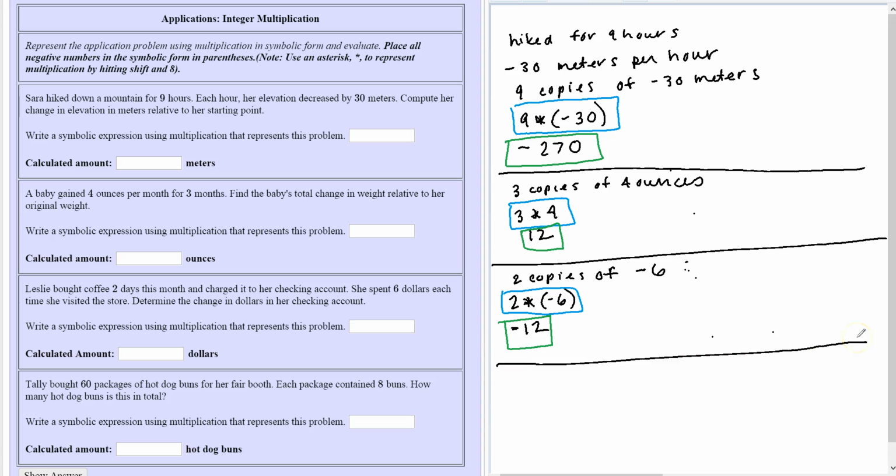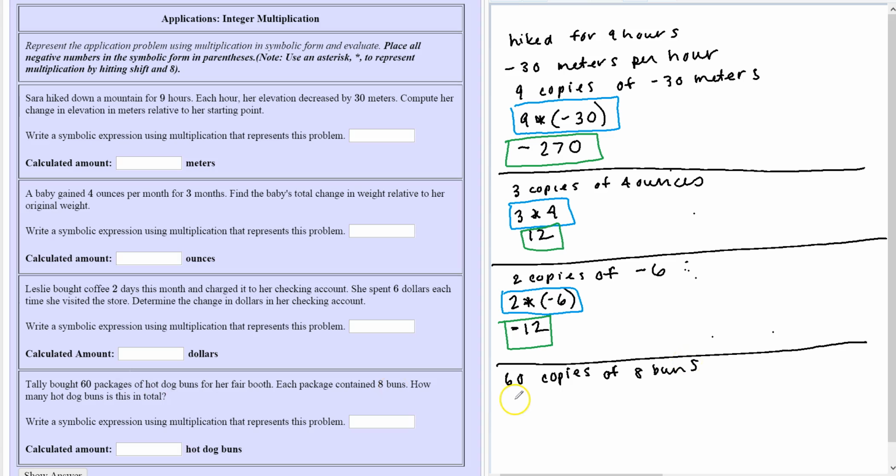Let's look at the last one. Tally bought 60 packages of hot dog buns for her fair booth. Each package contained 8 buns. How many hot dog buns is this in total? Okay, so let's think of copies of. She has 60 copies of 8 buns. So let's write this. 60 copies of 8 buns. So each of the 60 packages has 8 buns each.